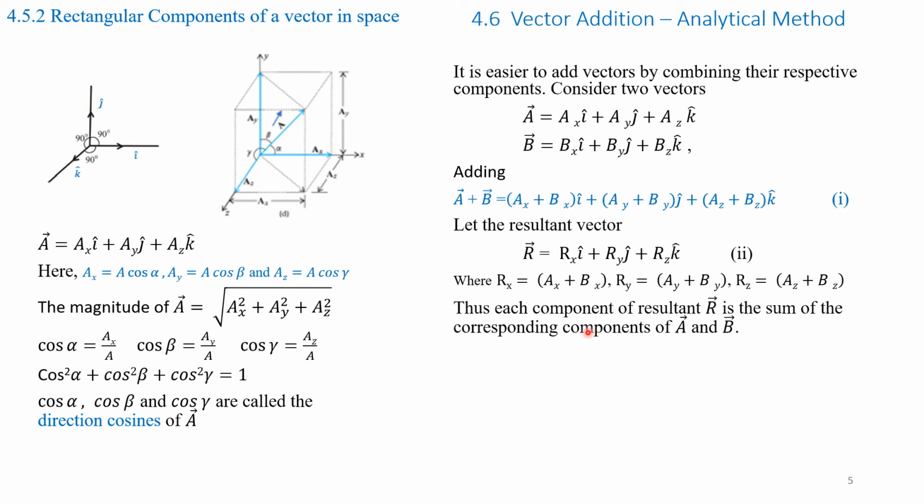Thus, each component of R is the sum of the corresponding components of A and B. In this way, this method can be extended for the addition and subtraction of any number of vectors. That is, we have just seen only two vectors in this example. We can apply this to any number of vectors.